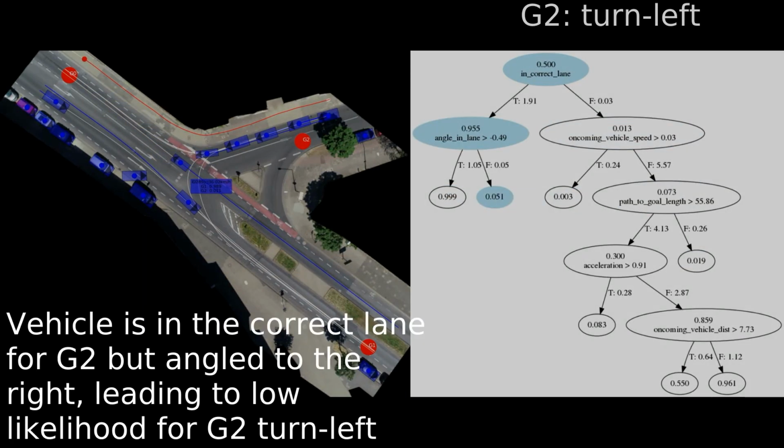Although the vehicle is in the correct lane to turn left, it is angled heavily to the right relative to the lane direction. This indicates that it is changing lane to the right, and in such a case, giving a low likelihood to turning left is actually sensible.